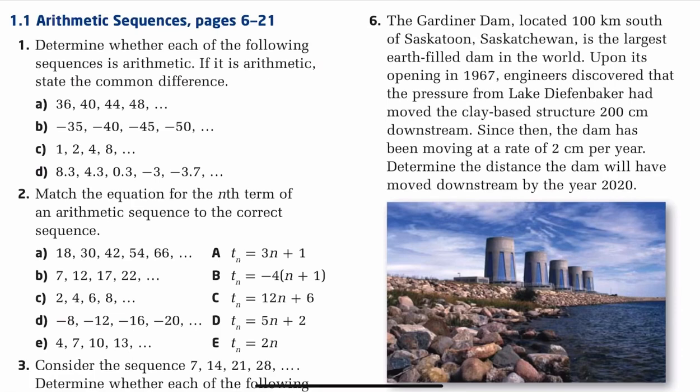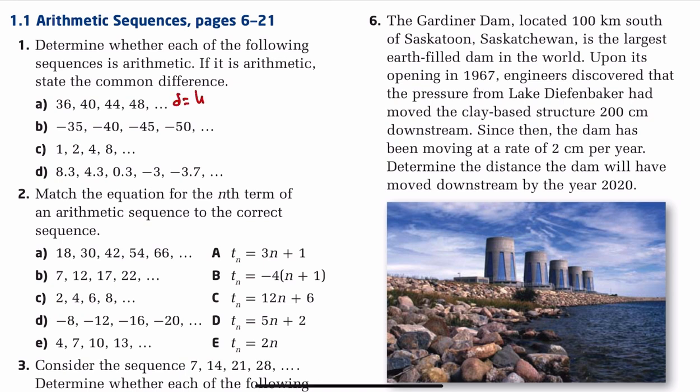Okay, let us do some exercises, some problems. For the first one, we need to find d if it's arithmetic. For the first one, we can see 40 minus 36 is 4. 44 minus 40 is 4. 48 minus 44 is 4. So yes, it is an arithmetic sequence, and the d is 4.